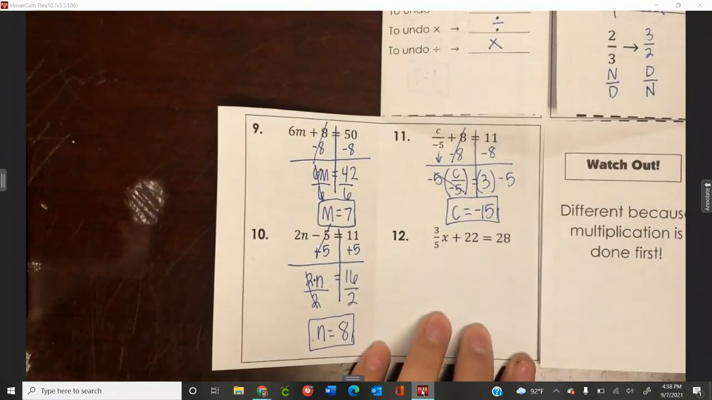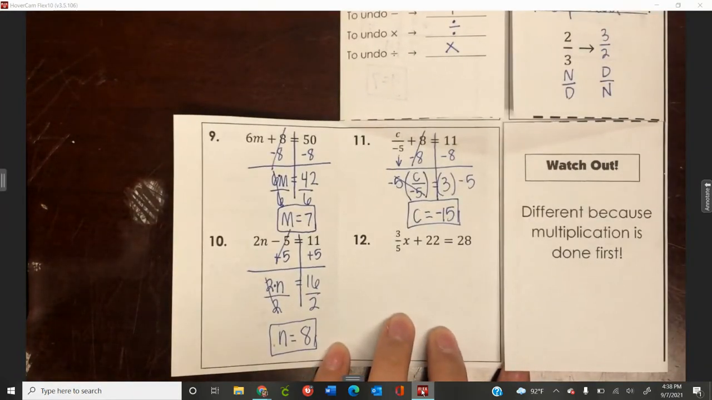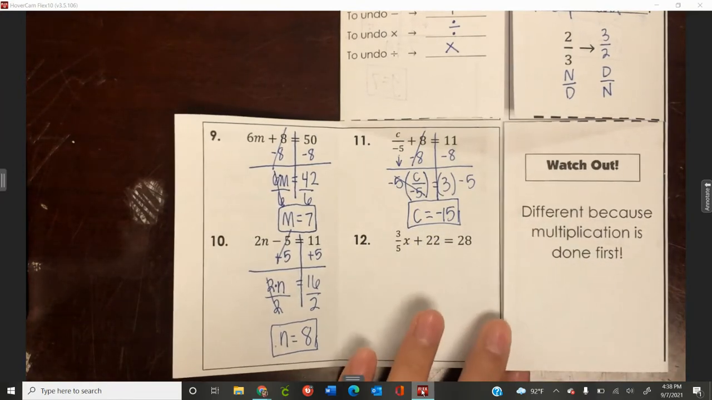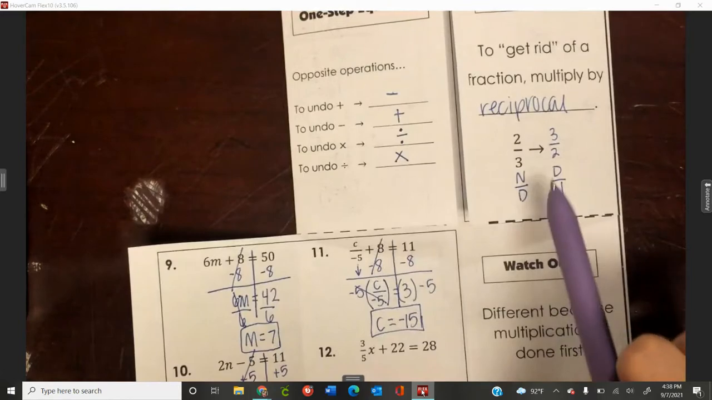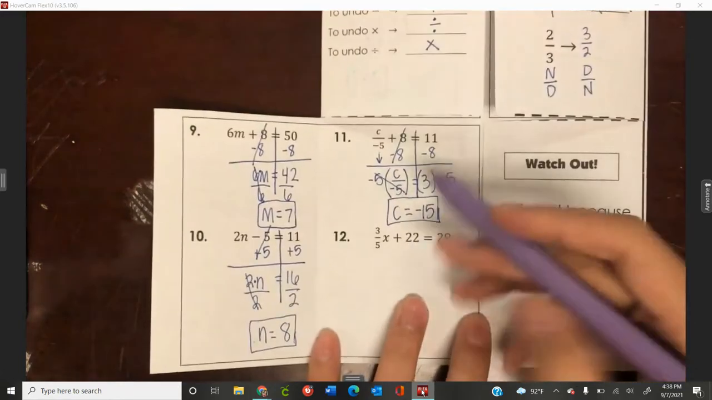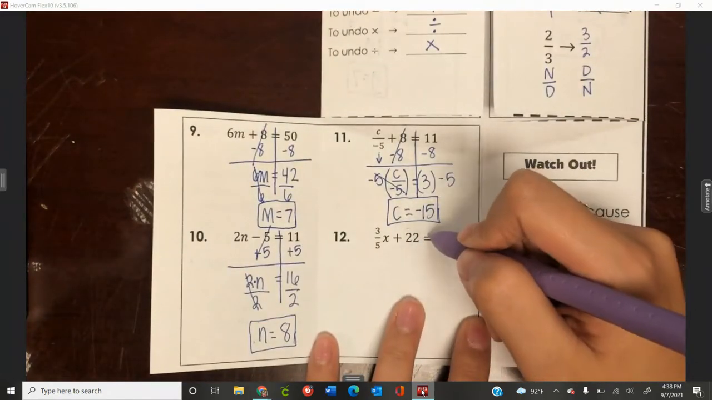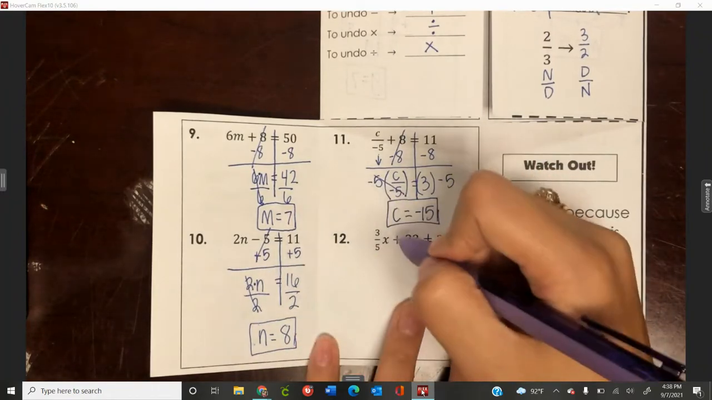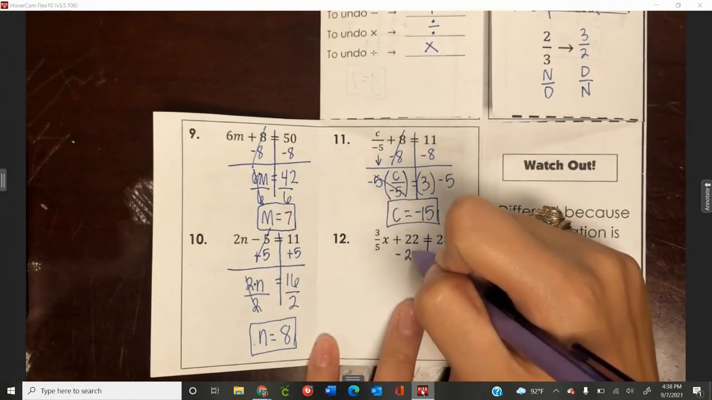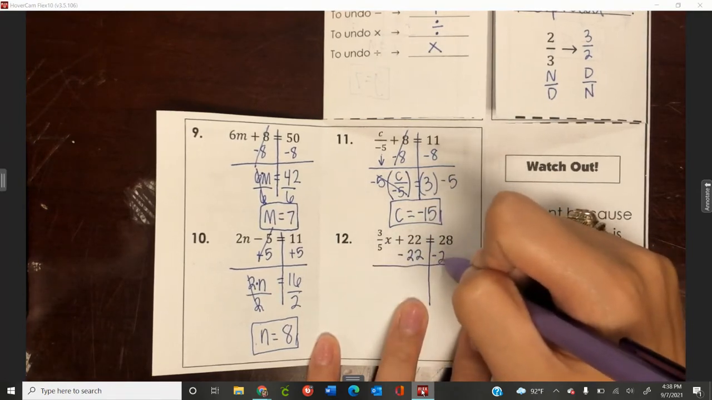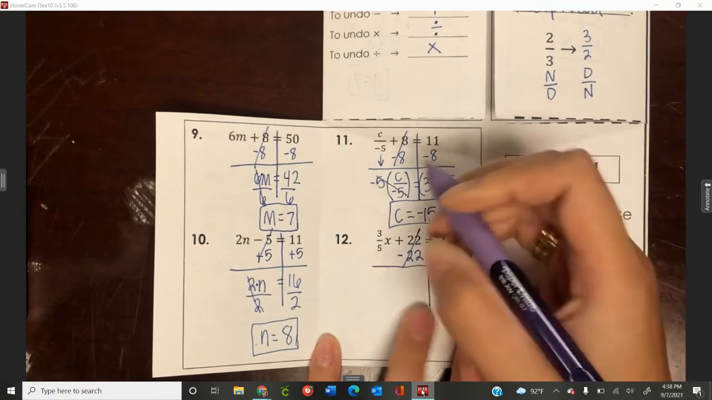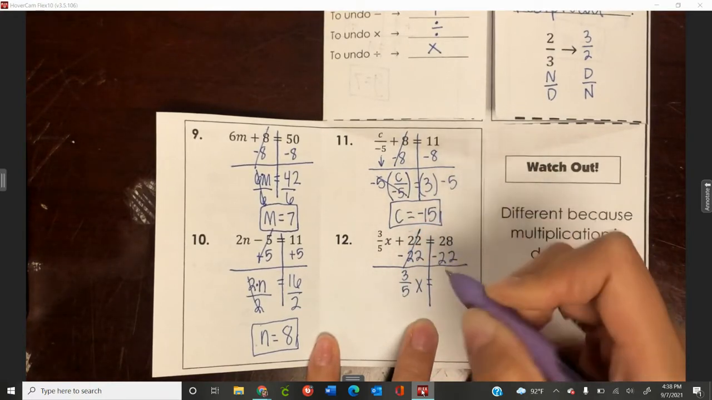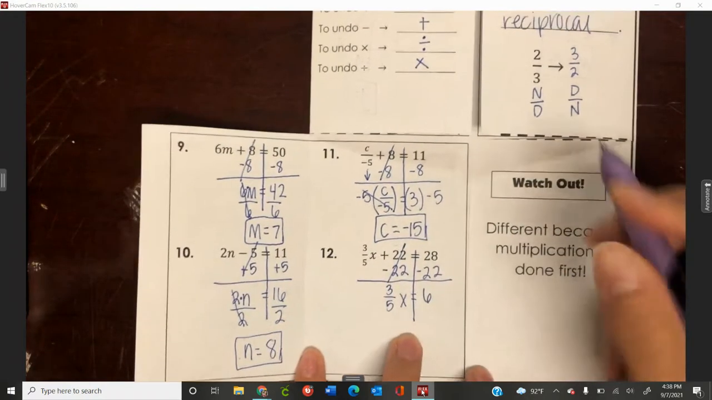Number 12, we have 3 over 5x plus 22 equals 28. We do see that we have a fraction in front of our variable, so we know we're going to need to use a reciprocal. But before we do that, we need to go ahead and deal with our constant. Right now my constant is being added, so I want to do the opposite and subtract it. Remember, what you do to one side, you have to do to the other. So this cancels out. I'm left with 3 over 5x equals 28 minus 22, which is a positive 6.